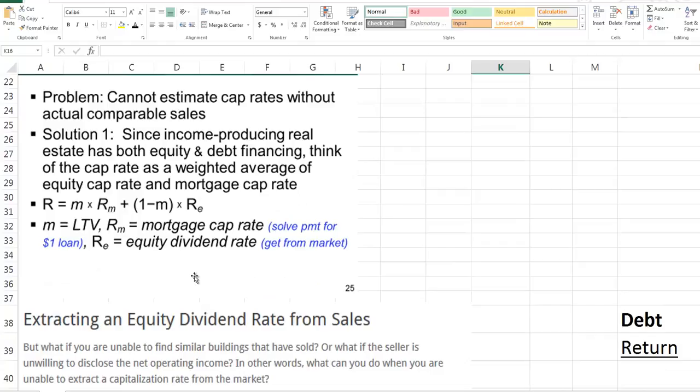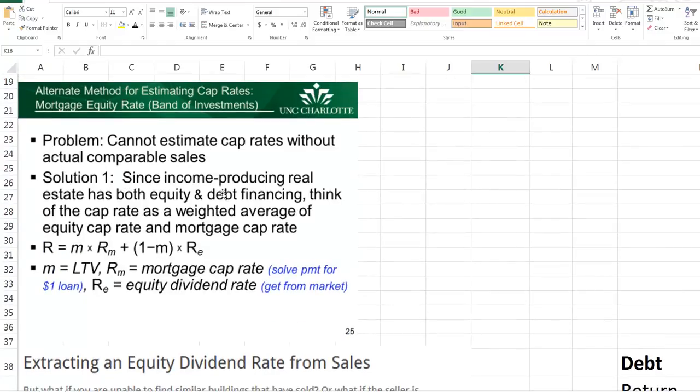So what we can use is the band of investment technique. The theory behind this is that since income producing real estate has both equity and debt financing, we can think of the cap rate as a weighted average of the cap rate for the equity financing as well as the mortgage financing. We're going to call the cap rate on the mortgage the mortgage constant, which we'll calculate.